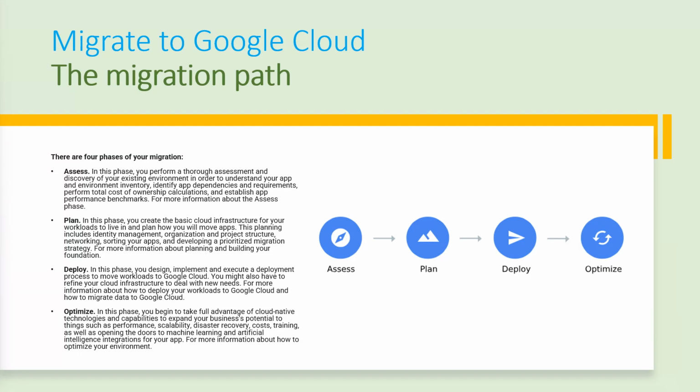When you do a deployment or deploy, this is the phase where you design, implement, and execute a deployment process to move workloads to the Google Cloud. This is the actual migration happening, taking your application from on-prem, colo, or the other cloud, and you're actually moving it. And you can refine the cloud infrastructure to meet new needs. For example, when you're migrating it, there is a lot more information available on how to deploy your workload into Google Cloud. We will discuss this in upcoming slides.